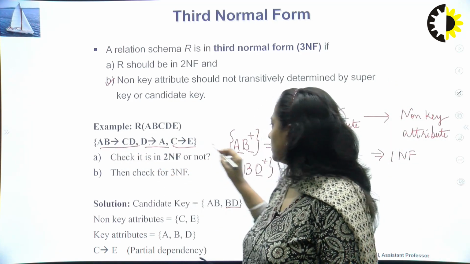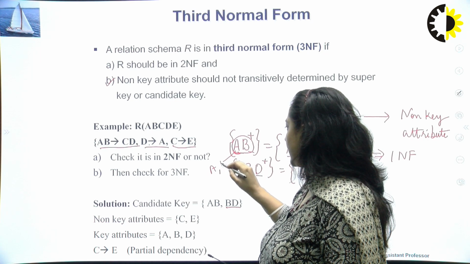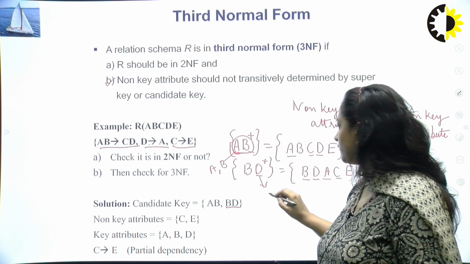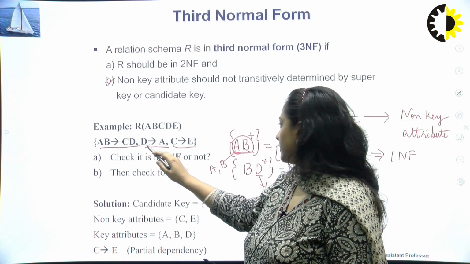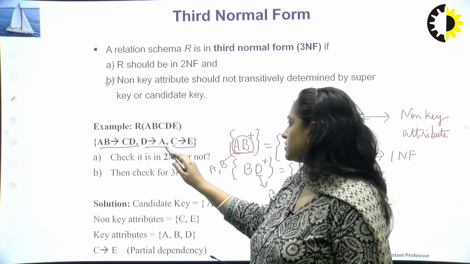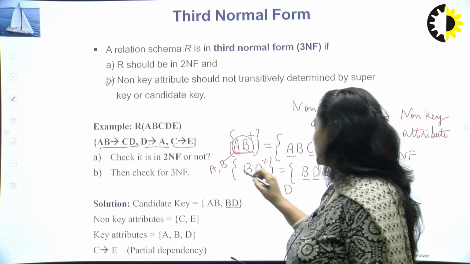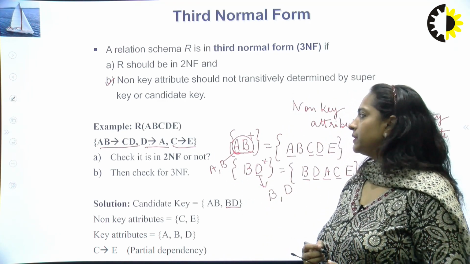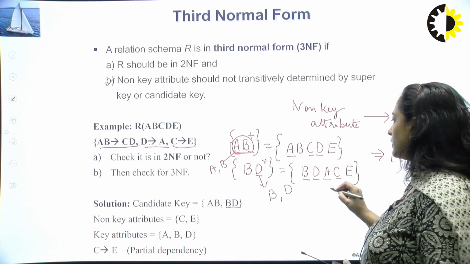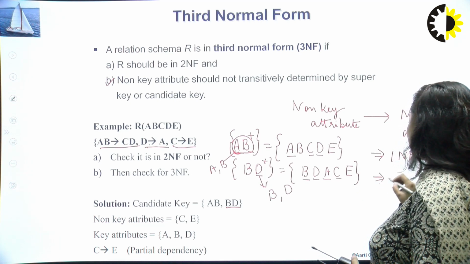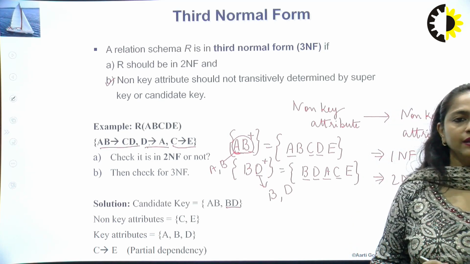The proper subsets of AB are A and B. The proper subsets of BD are B and D. So D determines A, and A is also a proper subset. C determines E, and C is not a prime attribute. So partial dependency is not there. We can say the given relation is in second normal form, right? No partial dependency exists.